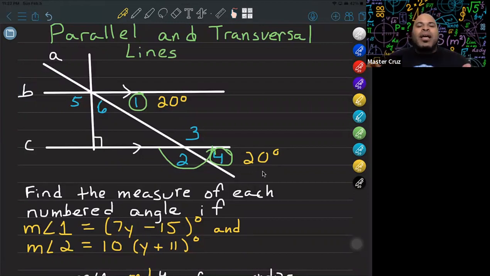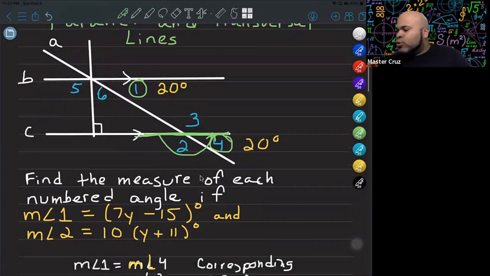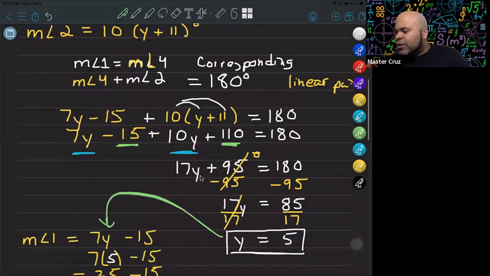Now we're going to apply the knowledge that we said earlier, that angle 3 plus angle 2 plus angle 4 form a linear pair. And hopefully you can see that because if I draw a straight line here, you will see that they form a straight line. So angle 2 plus angle 4 equals 180 degrees.